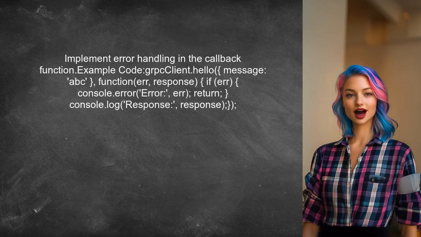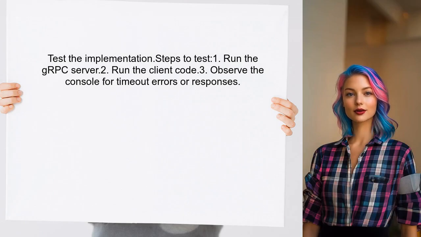Now, the user should implement error handling in the callback function. This will help capture any errors that occur if the server does not respond within the specified timeout. Finally, the user should test the implementation to ensure that the timeout works as expected. They can do this by running the server and client and observing the behavior when the server does not respond.